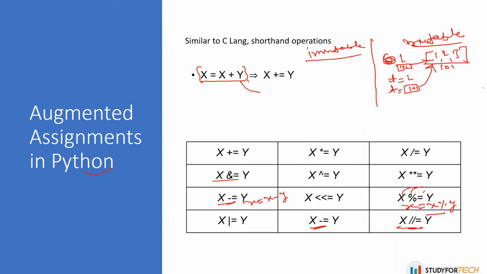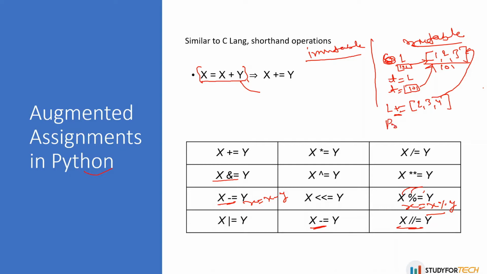And when I say L plus equal to 2, 3, 4, this is the augmented assignment. What I am doing is adding 2, 3, 4 to this particular list, and this is mutable. So what will happen here? This 2, 3, 4 will be added in the same memory location. That means it will be added in place.